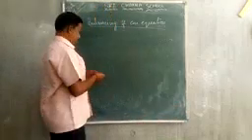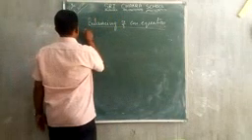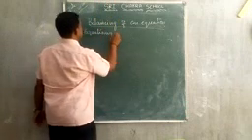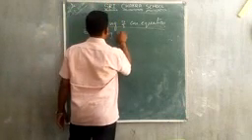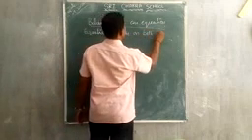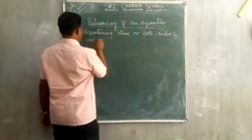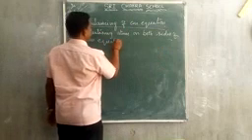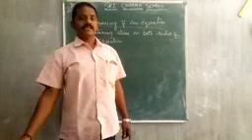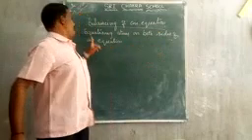See, we are equalizing atoms on both sides of an equation. That is called balancing of an equation. What is balancing of an equation? Equalizing atoms on both sides of an equation.